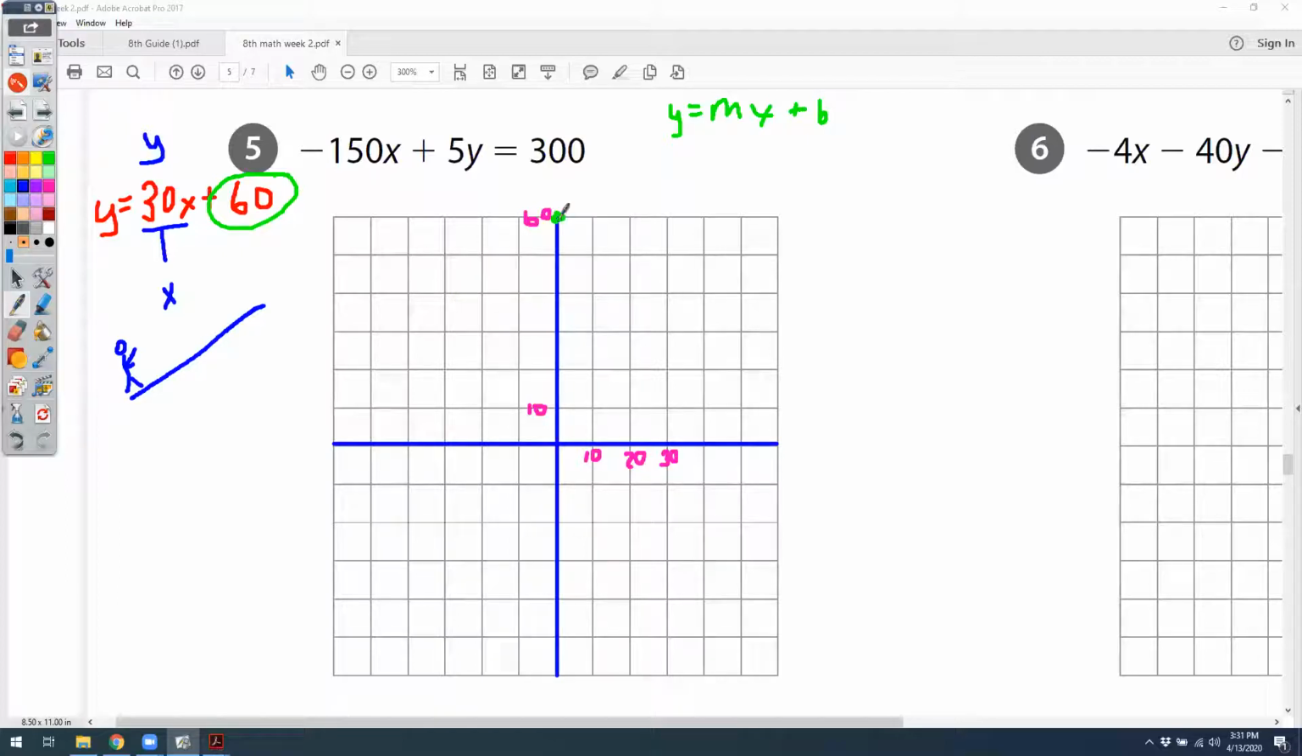So if I start here and I go down 30, 10, 20, 30, and I go this way. When I connect my lines, you see how that's going to look? I'm still going uphill. So let me do it one more time so I can get another point: 10, 20, 30, and 1.